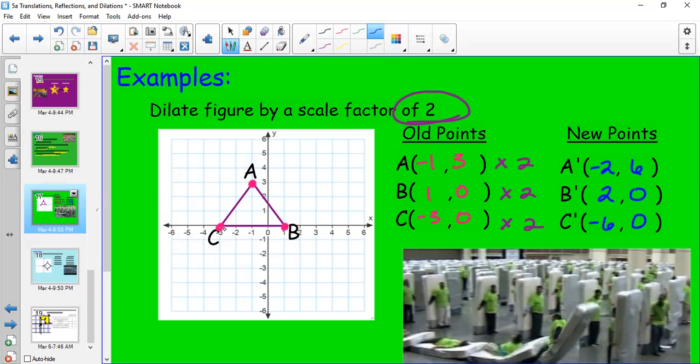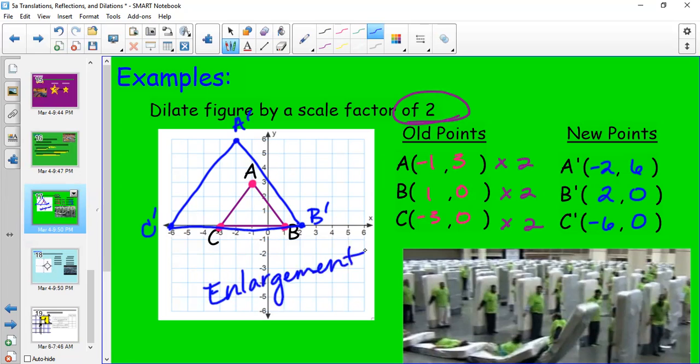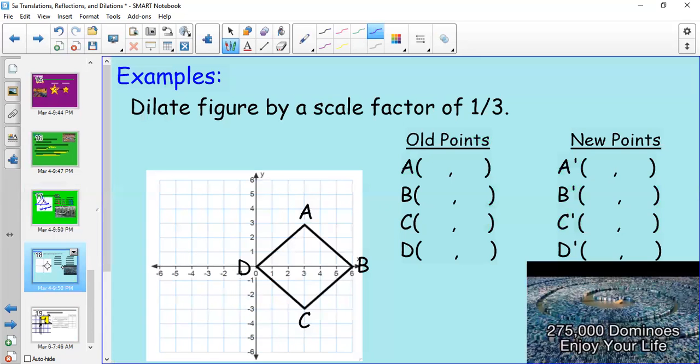So let's see what this shape now looks like. So we're going to go left 2, up 6 for A prime, right 2 for B prime, and left 6 for C prime. And in this case, our shape got bigger. We called that an enlargement. So I asked the students how they thought I would get the shape to become smaller, and somebody came up with the fact that the scale factor should be a fraction, and that's true, a fraction less than 1.